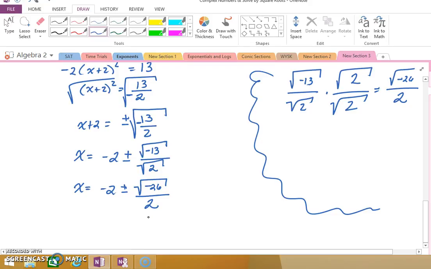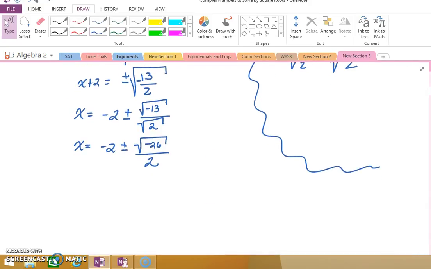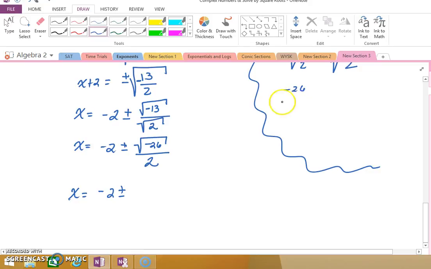Now, if you notice, we took care of the radical in the denominator problem, but what we haven't taken care of is that i. So not a big deal. We know that x is equal to negative 2 plus or minus. We know that negative 26 is just negative 1 and 26. So that negative is just going to come out as an i. And then we've got that 26.